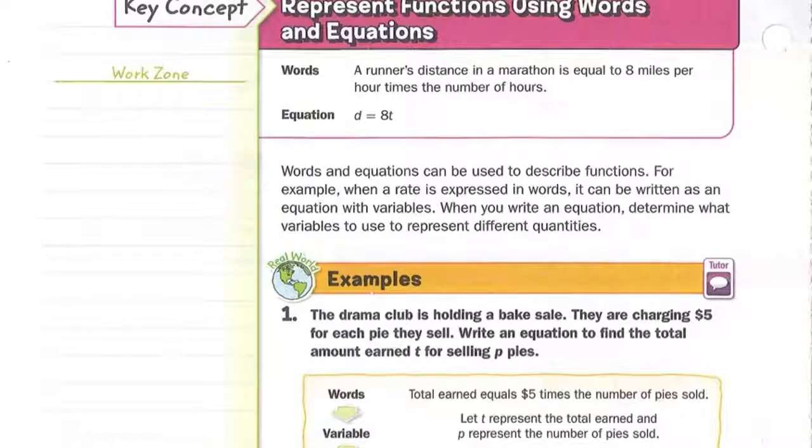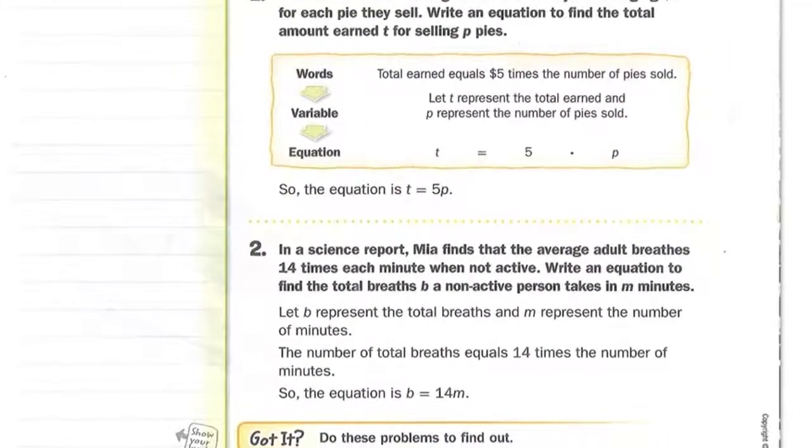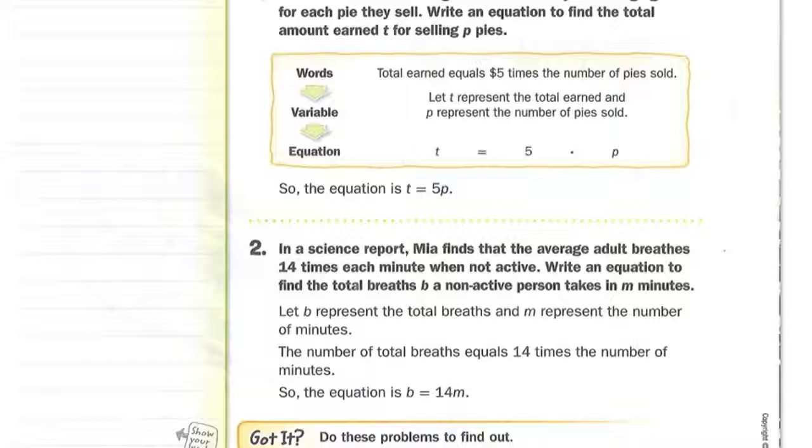For example, the drama club is holding a bake sale. They are charging $5 for each pie they sell. Write an equation to find the total amount earned T for selling P pies. So our two variables are T and P, and our coefficient is going to be 5.